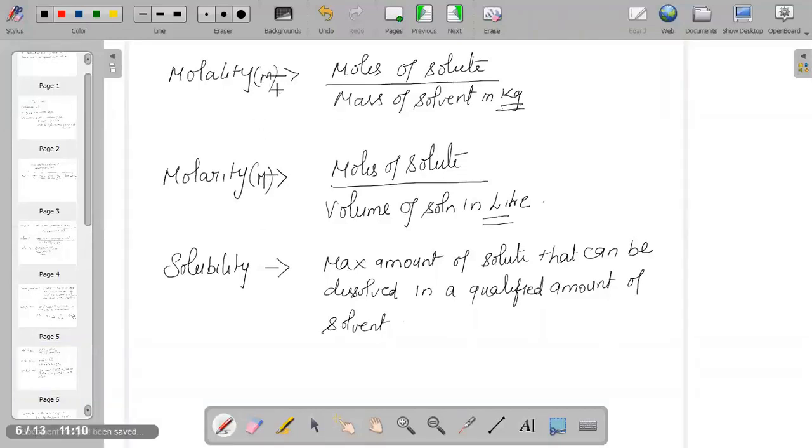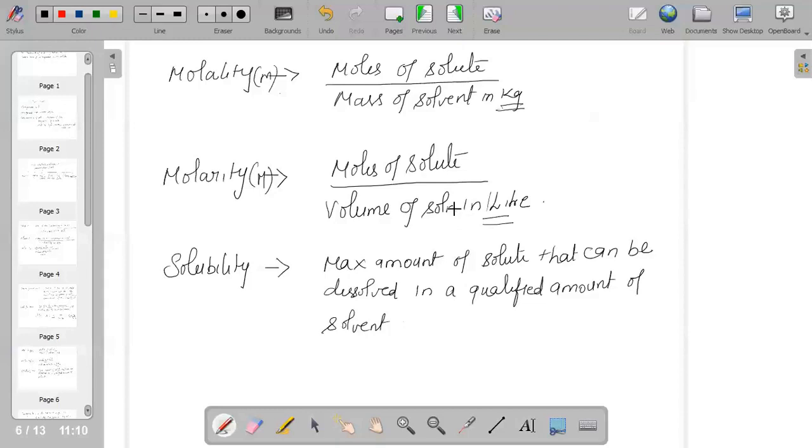So molarity is the ratio of the number of moles of solute to the volume of solution. Do focus, the unit is very important. They may give you values in kg or in grams, and accordingly you have to convert. And what is solubility? Solubility is a physical property of a solution: the maximum amount of solute that can be dissolved in a given amount of solvent.